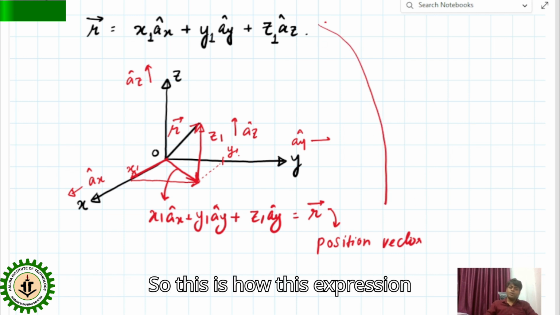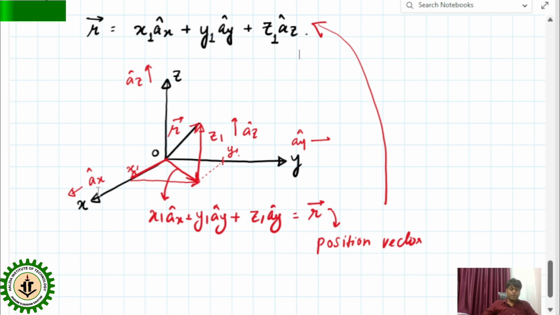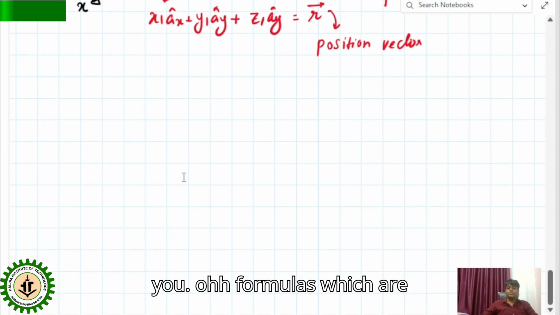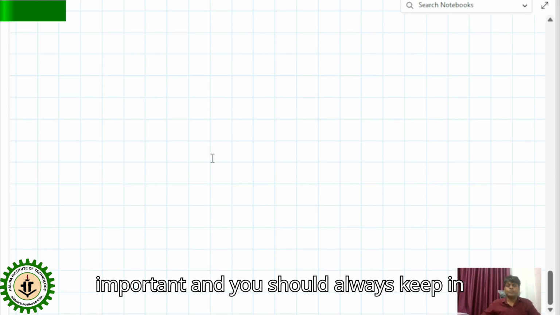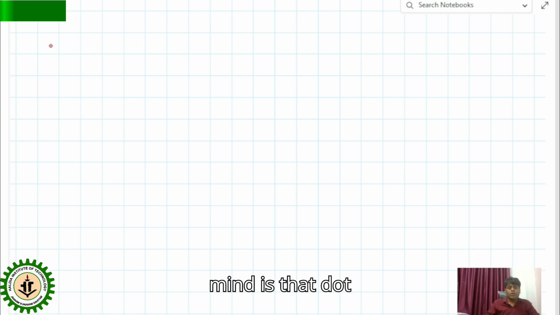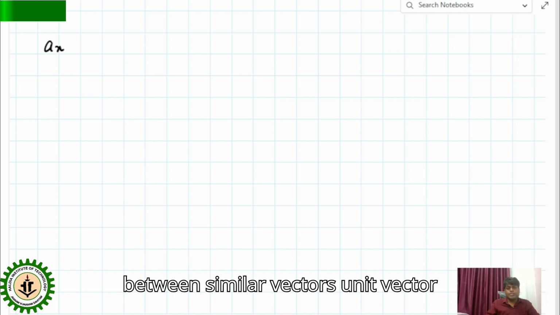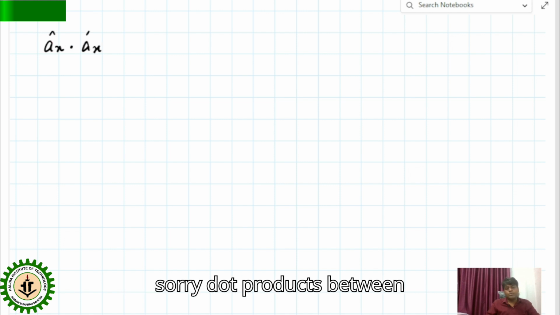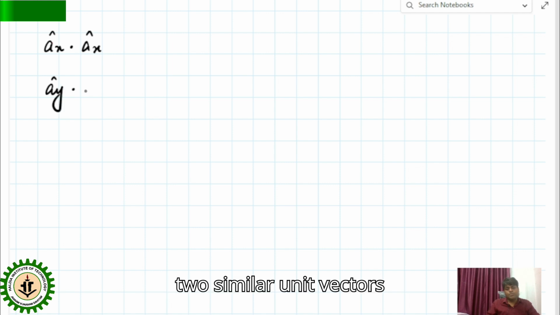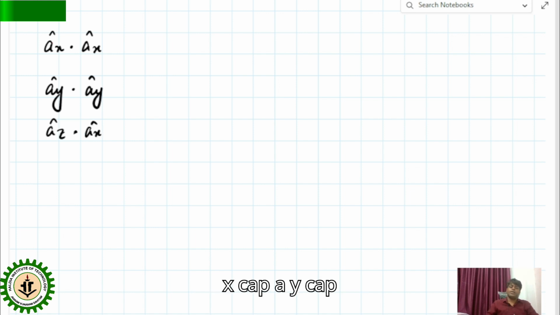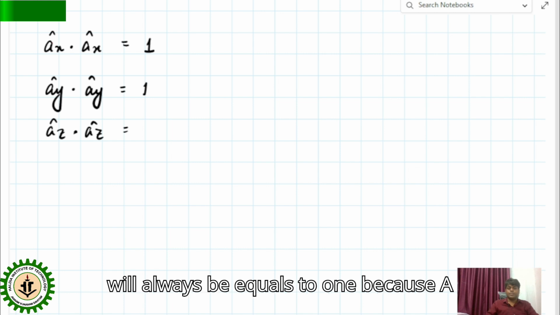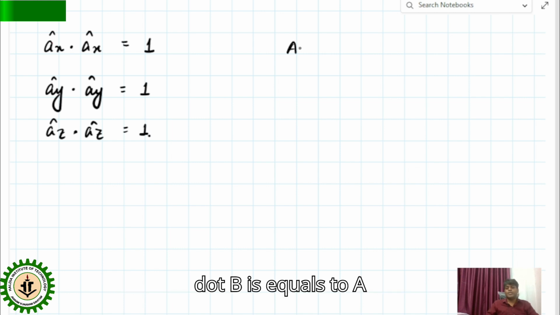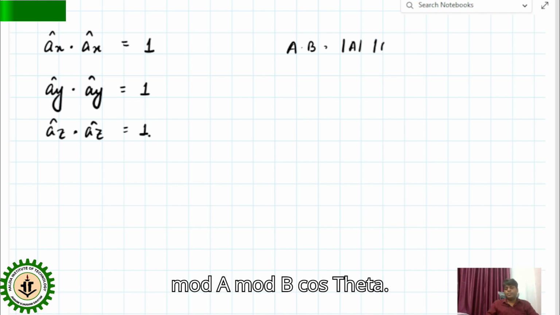So this is how this expression is coming. Now, a few formulas which are important and you should always keep in mind: the dot product between two similar unit vectors, that is ax cap dot ax cap, ay cap dot ay cap, az cap dot az cap, will always equal 1. This is because a dot b is equal to a mod b cos theta.